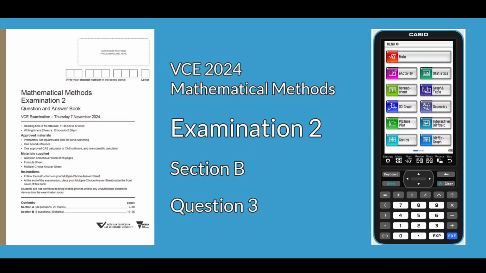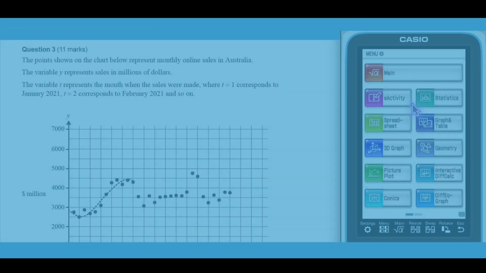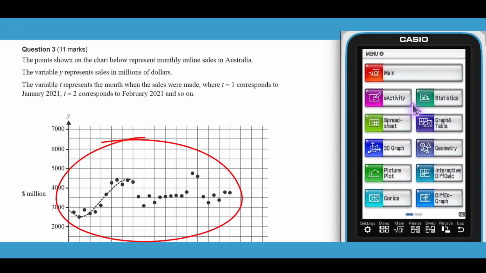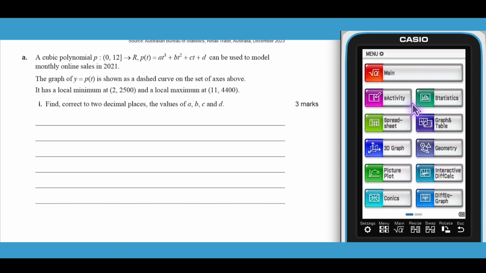This video will present solutions to the VCE 2024 Mathematical Methods Written Examination 2, Section B, Question 3. This question involves functional models for this set of online sales data. In Part A, we are asked to fit a cubic P of t to this data, based on the fact that P of t has a local minimum at (2, 2500) and a local maximum at (11, 4400).